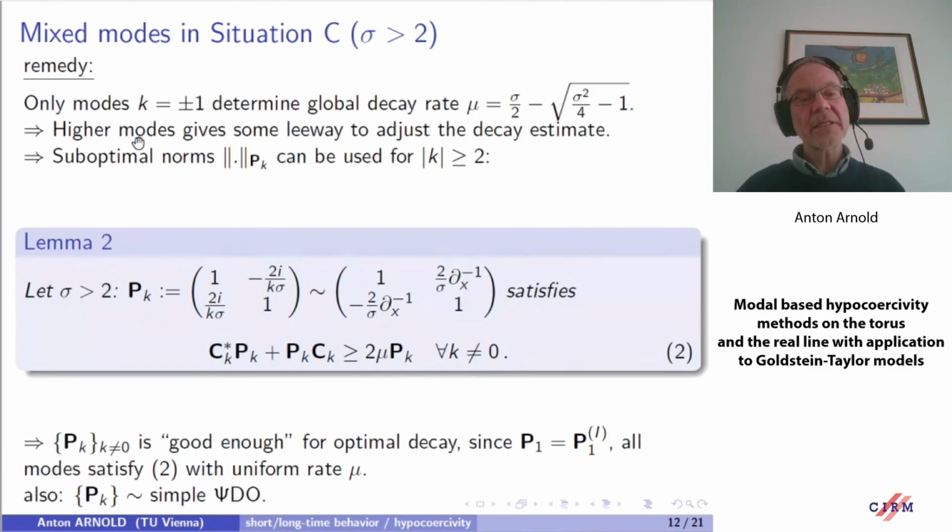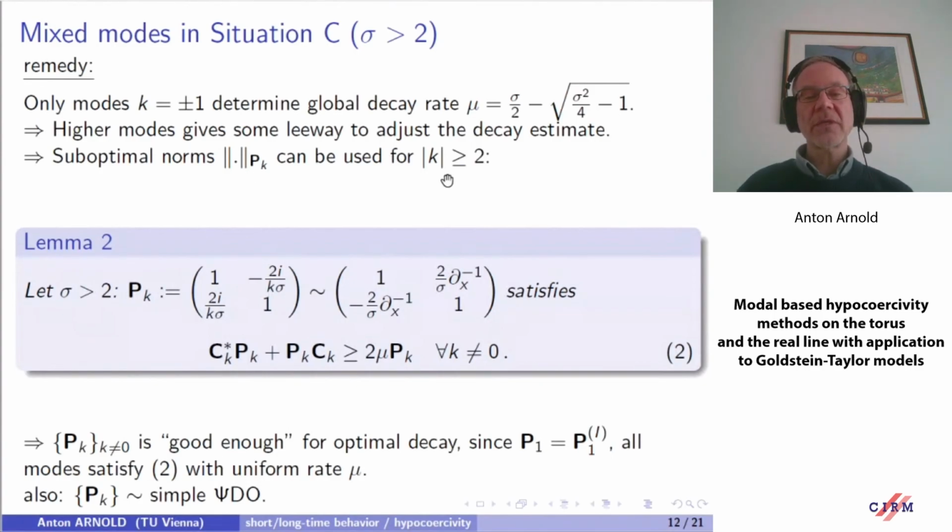So that tells us that, in fact, although we have computed the decay rates for the higher modes, they are faster than the global decay rate. So there's some margin where we can give up the sharpness in order to adjust the decay rates. This means for the higher modes, it is fine to use suboptimal modal norms because their decay rate is in some sense too high anyhow. It doesn't matter if we lose a little bit there.